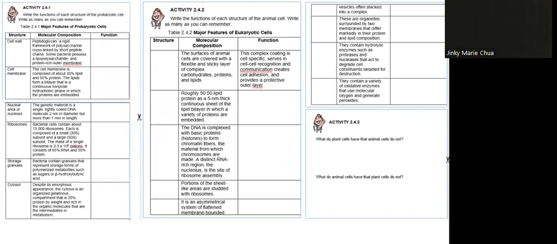Actually, I did not tackle each of the features, especially for your eukaryotic cells. That's already part of your activity. And also, I assume you already know a lot of this from your senior high school and high school itself.